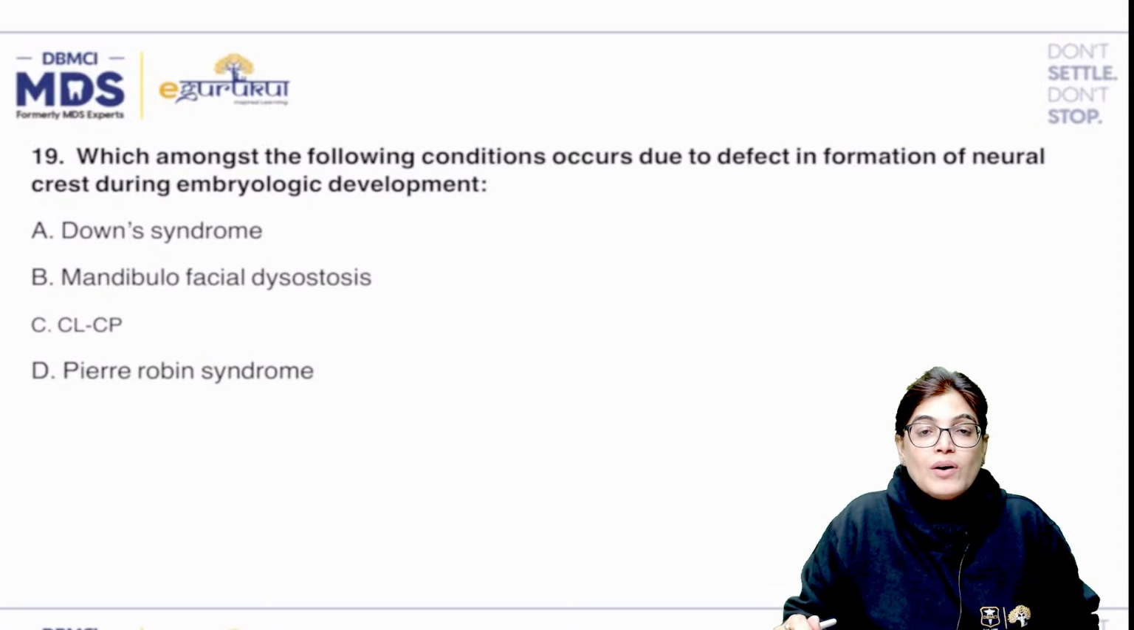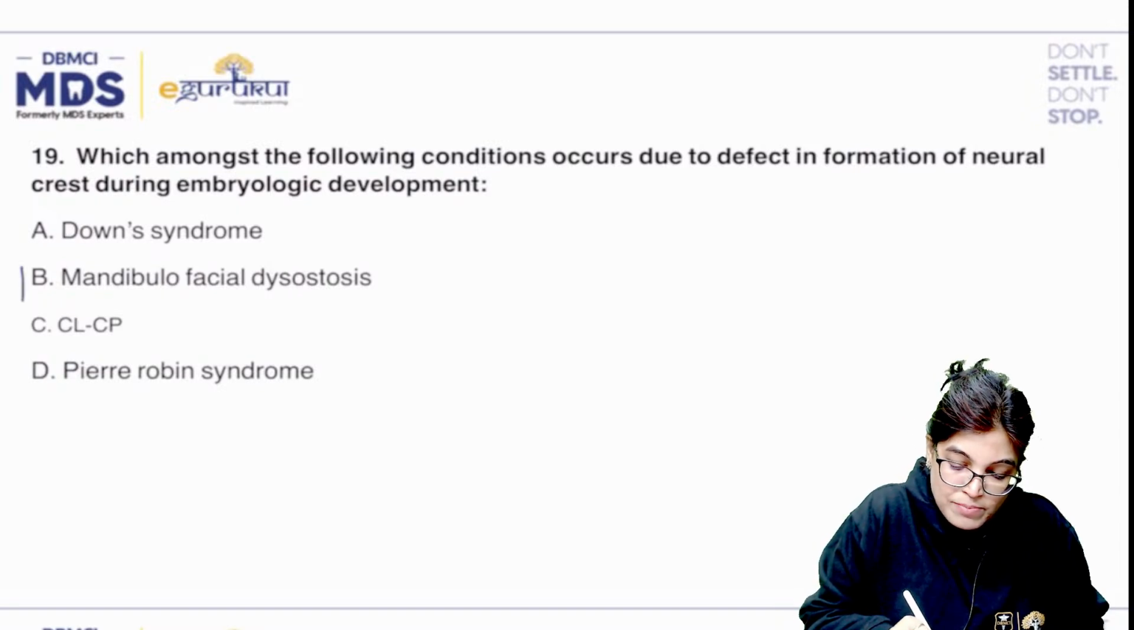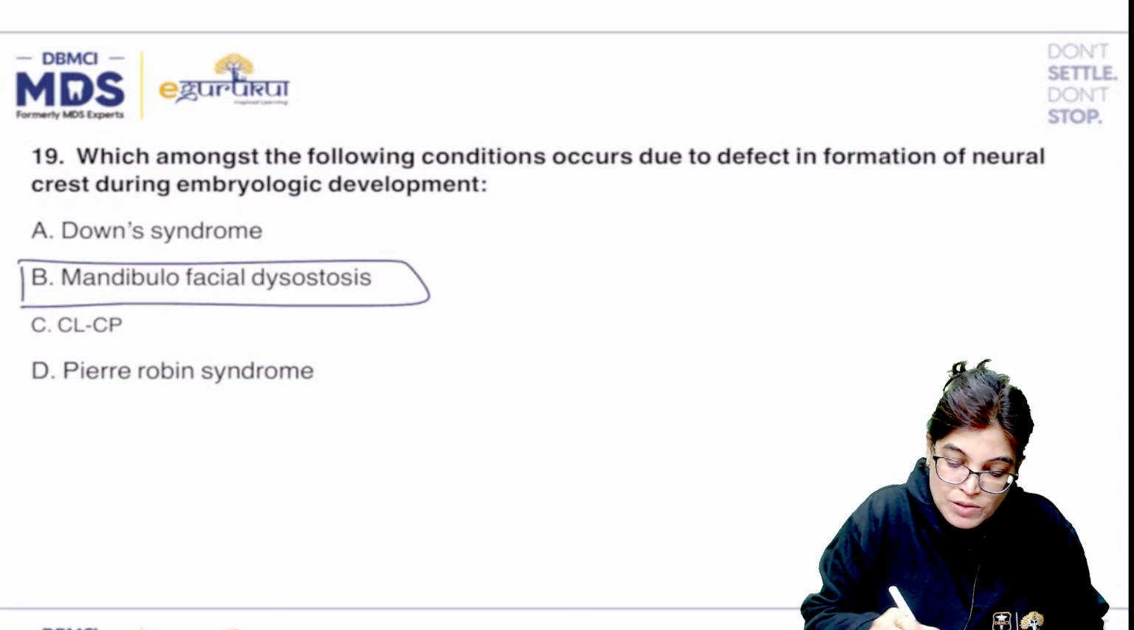Which amongst the following condition occurs due to defect in formation of neural crest during embryonic development? Down syndrome, mandibulofacial dystosis, CLCP (cleft lip, cleft palate), Parry-Robin syndrome. Yes, mandibulofacial dystosis is absolutely the right answer.